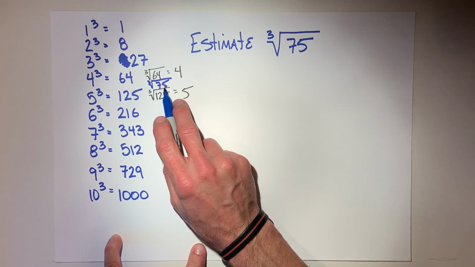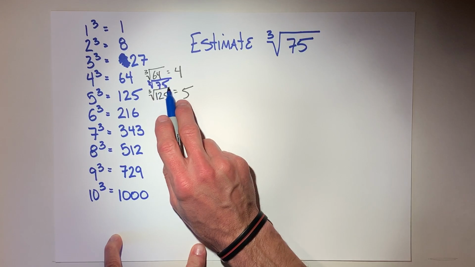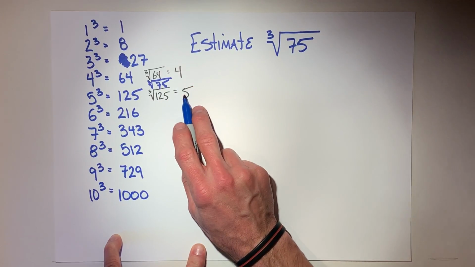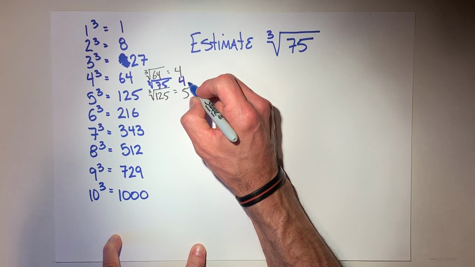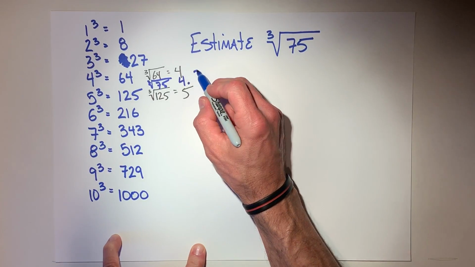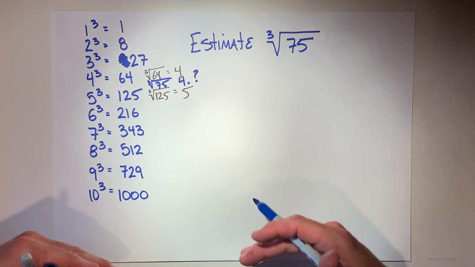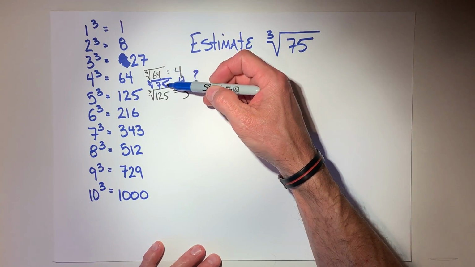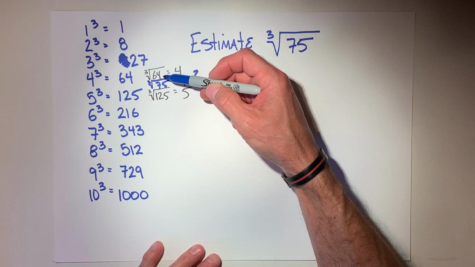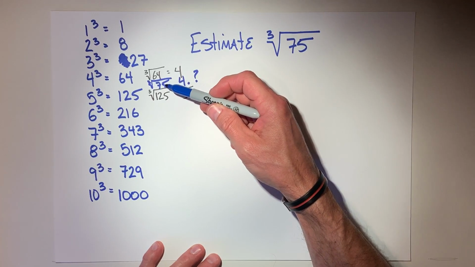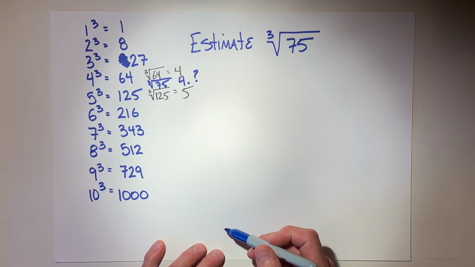So I'm looking for the cubic root of 75. I know it's between 4 and 5. It's going to be 4 point something. It sure seems like it's going to be closer to the 4 than it is to the 5, because the distance between 75 and 64 is a lot less than the distance between 75 and 125.